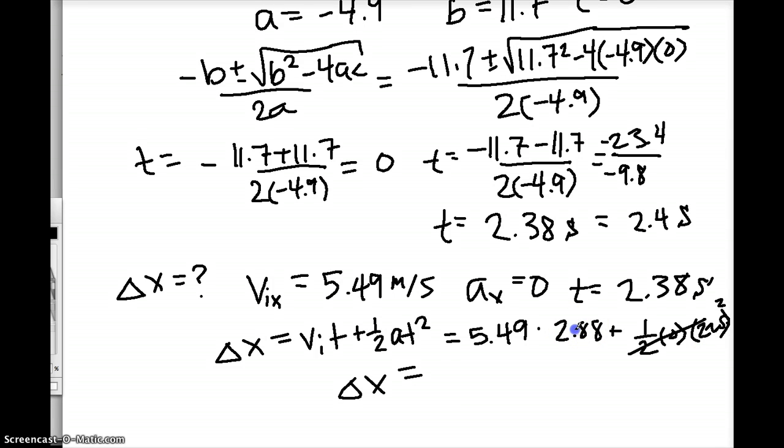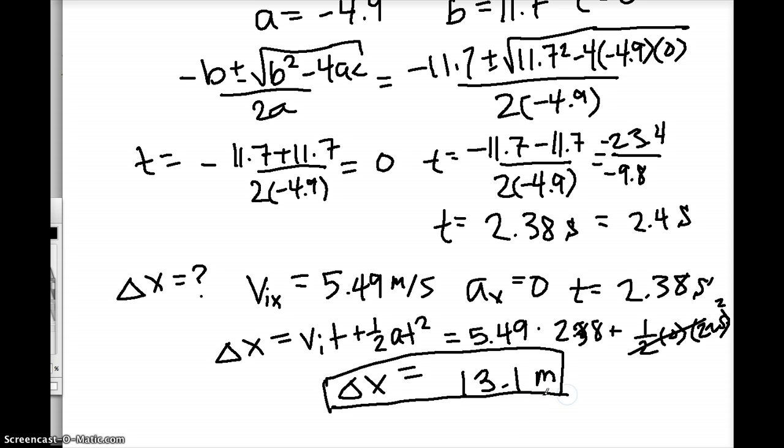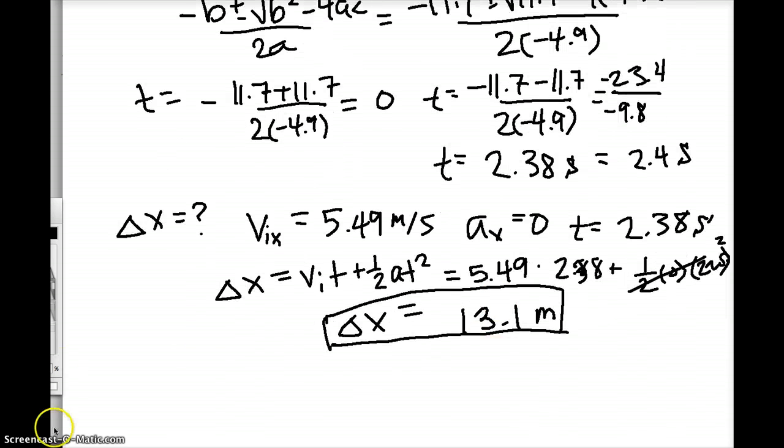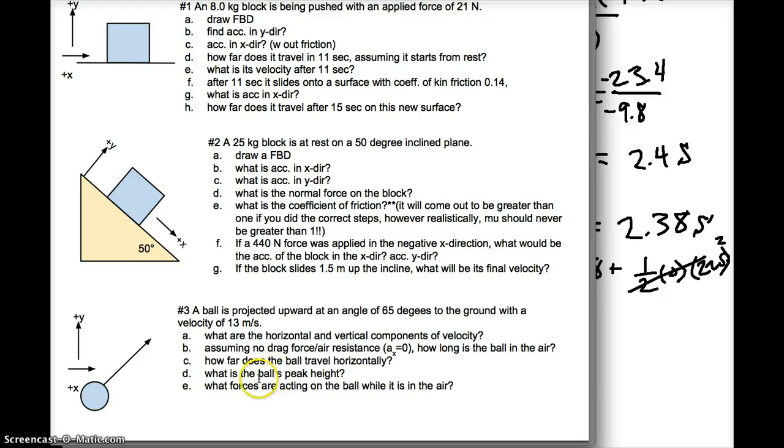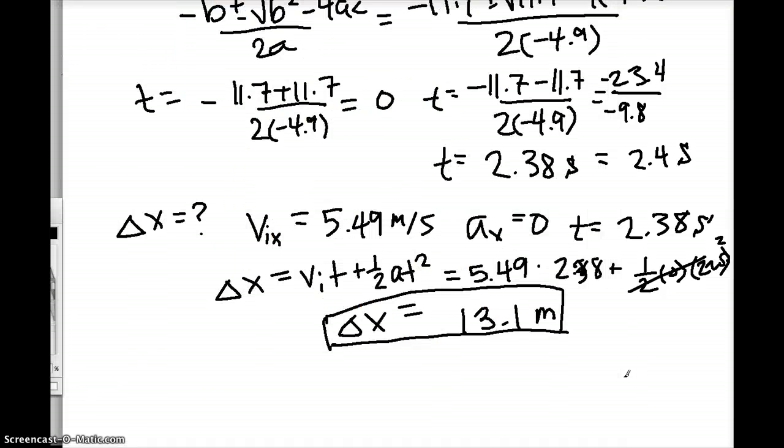And this should be a 3. And 13.1 meters. Okay, that seems reasonable for something that took off at 13 meters per second. That's pretty fast. 13.1 meters, that's probably the length of our classroom. And so that seems okay. I'm okay with that answer. I can sleep tonight. What's the ball's peak height?